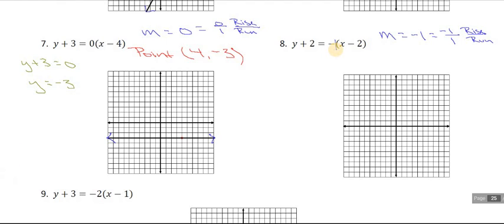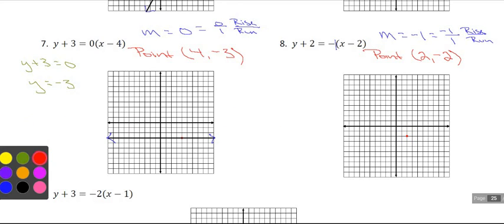Now for our point, the number with the x is negative 2, but we need the opposite. So positive 2 is our x. For y, we're going to need negative 2. So we start with our point of positive 2, negative 2. And now we're going to use our slope of negative 1 over 1.